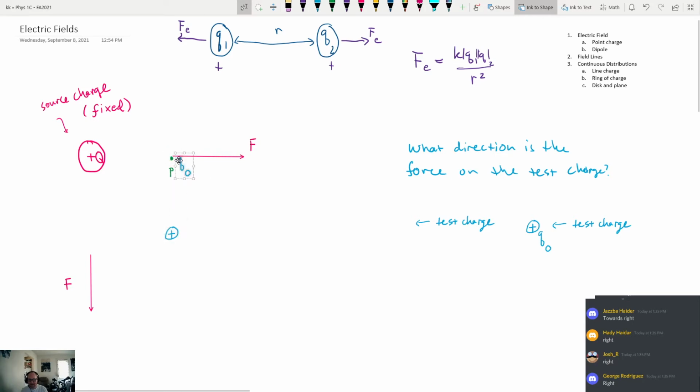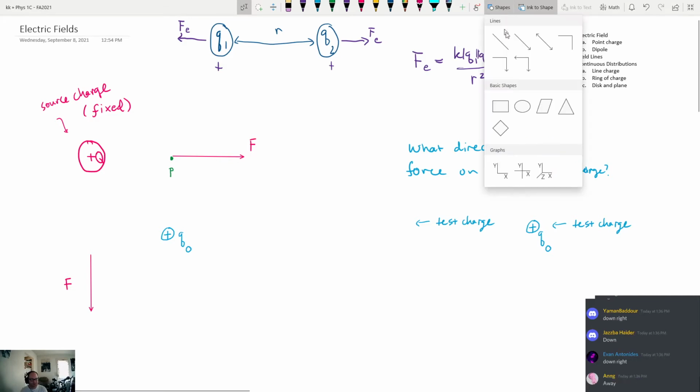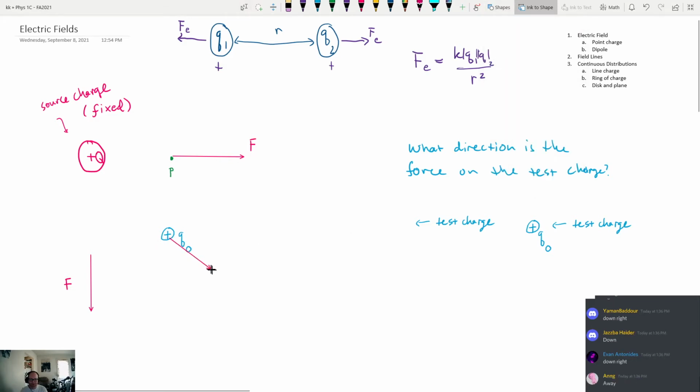Can I get these guys out of here? Okay, there we go. And then if I were to place it, let's say right here, what would the direction be? Is it going to be toward the charge, away from the charge, down to the right? It's always away from the charge, because the test charge is positive.